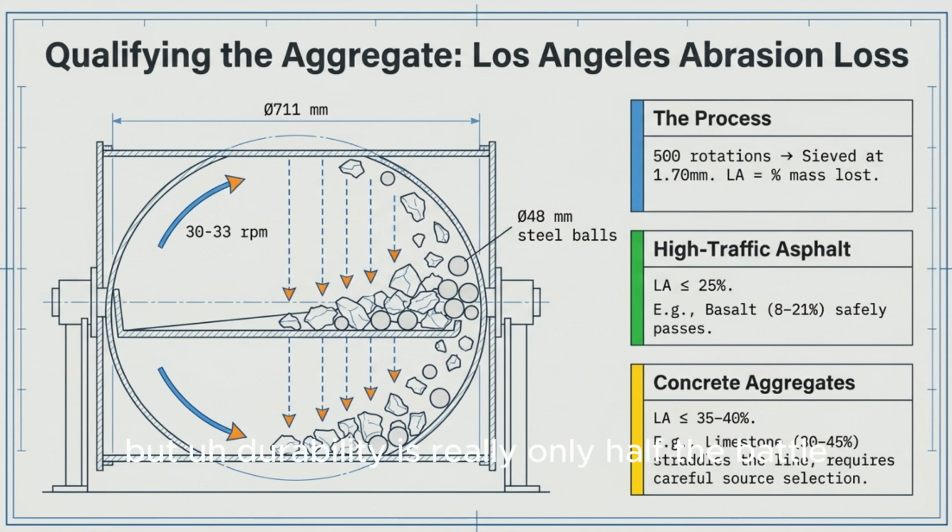But durability is really only half the battle. We also have to measure cubicity. Right, the shape of the rock. Because the document points out that if your aggregate has over 15% flat or elongated pieces, that's really bad news.